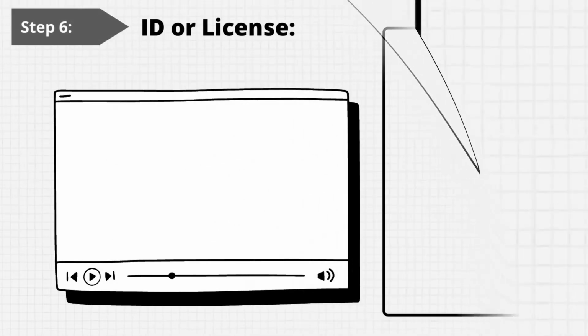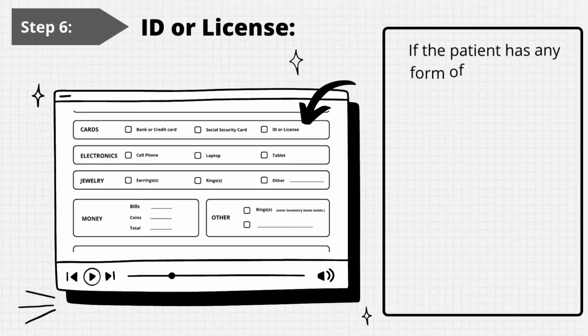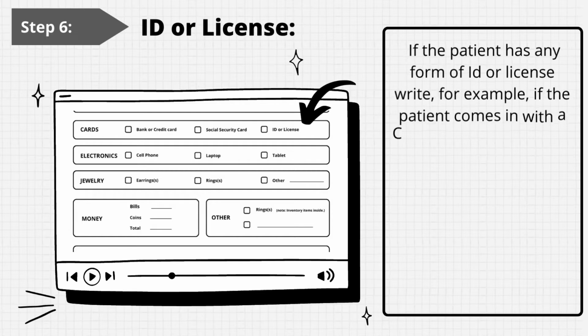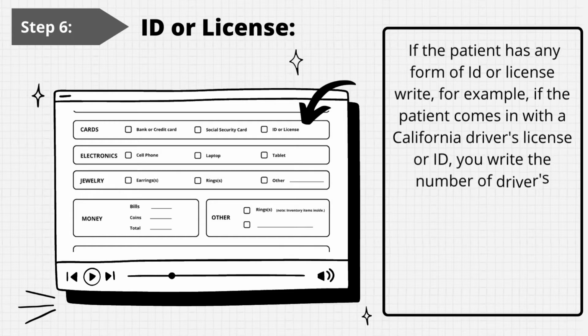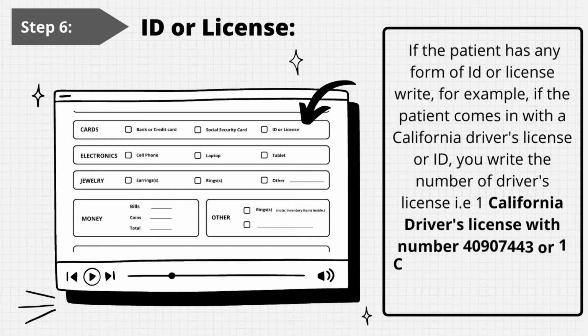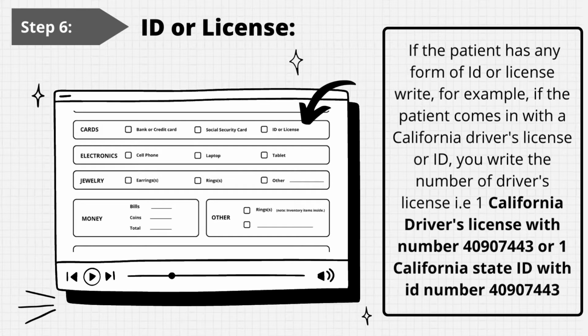Step 6. ID or license. If the patient has any form of ID or license, for example, if the patient comes in with a California driver's license or ID, you write the number of driver's license as 1 California driver's license with number 409074443 or 1 California state ID with ID number 409074443.